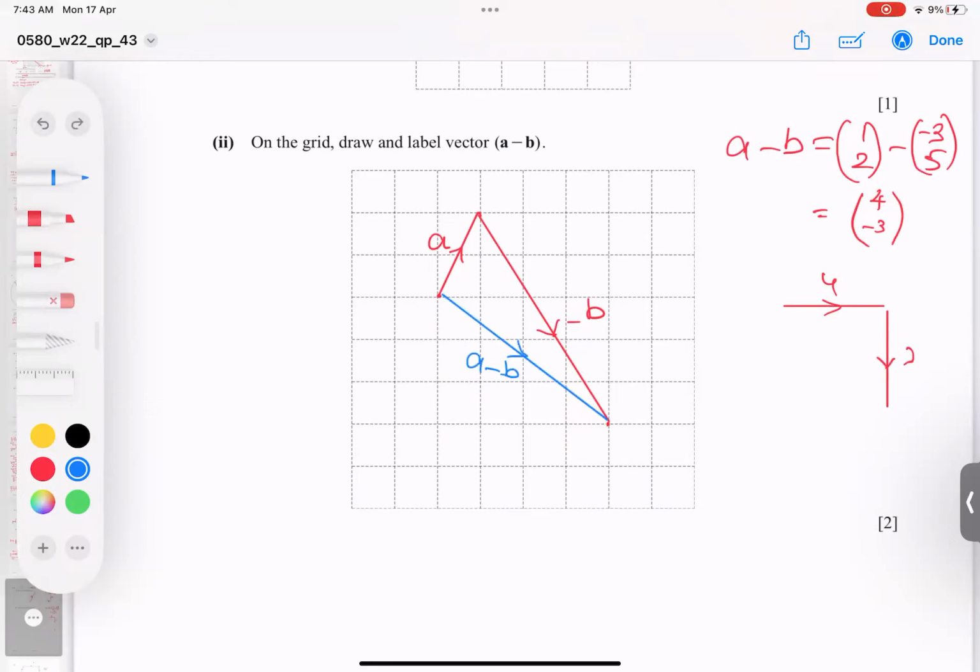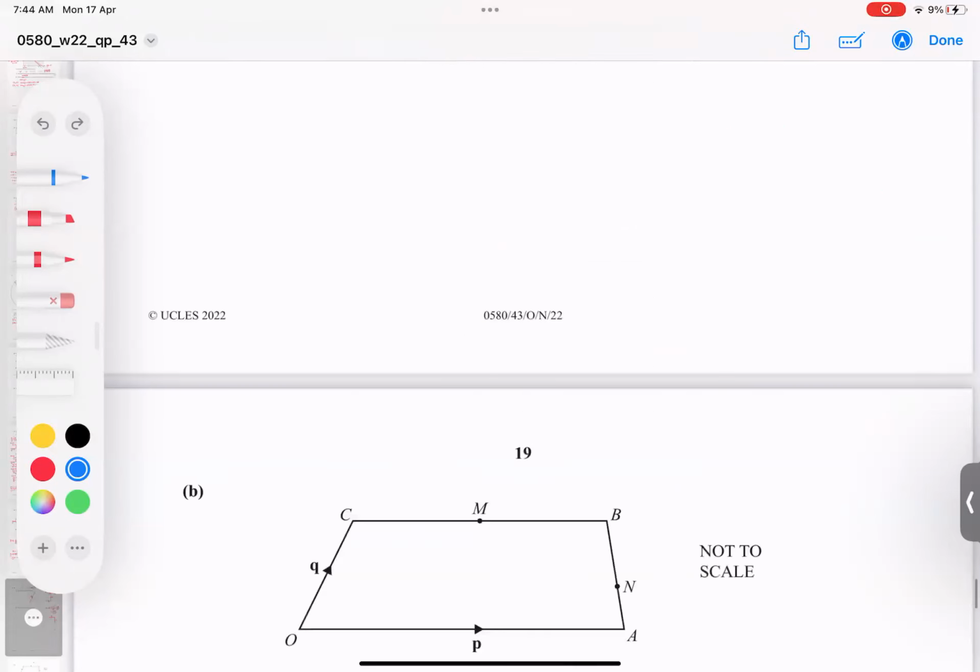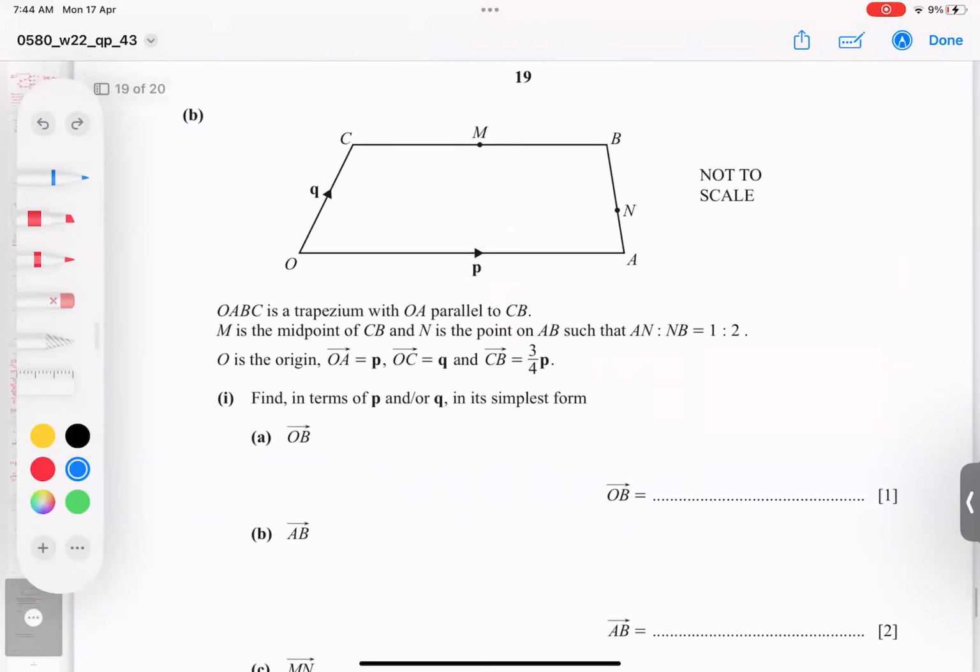You can prove it even. Look, 1, 2, 3, 4, 1, 2, 3 matches. It totally matches. So this blue arrow is my answer, but I showed extra working to convince the examiner. I hope the point is clear. Let's talk about part B.